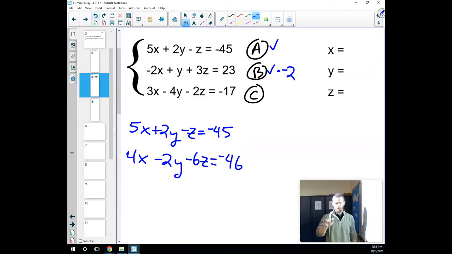I'm going to double check myself one more time, make sure I didn't make a silly sign mistake. Negative 46 works, negative 6, negative 2y, positive 4x. So it's positive, negative, negative, negative. Okay, very good. Now we're ready to eliminate.